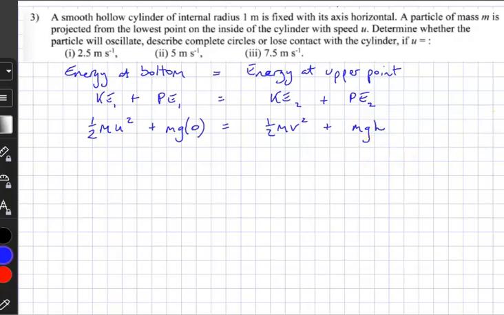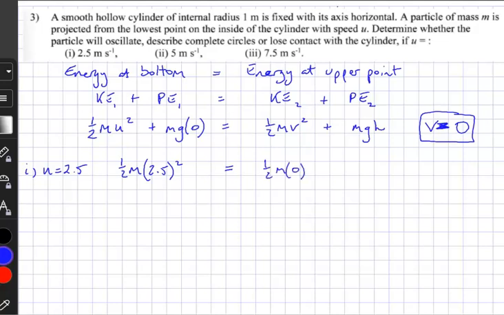Now, for these processes, we can assume that v is going to be equal to 0 in order to find out what's going on. So the key point here is the scenario where v is equal to 0, and we see what happens with each of these. For u equal to 2.5, we end up with a half m 2.5 squared plus the 0, not even going to bother writing that in, plus, now we can assume that this is going to be 0.